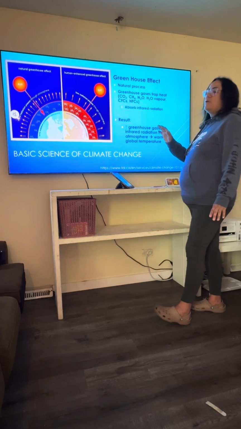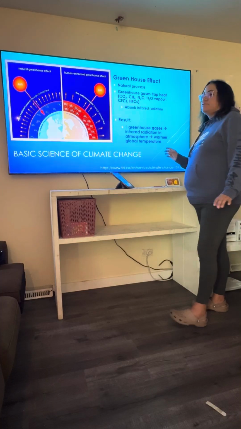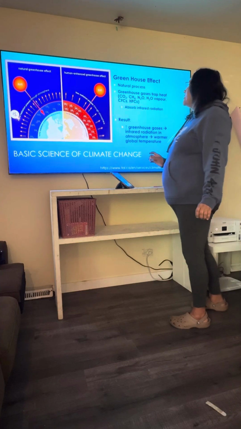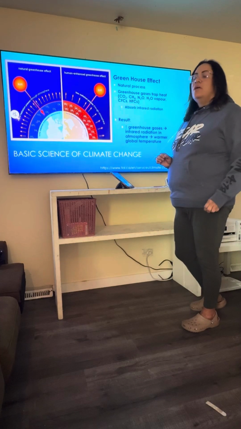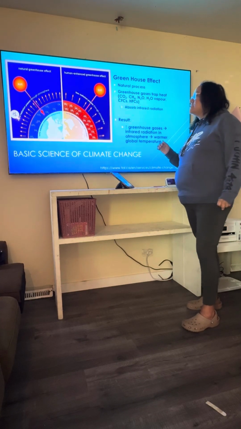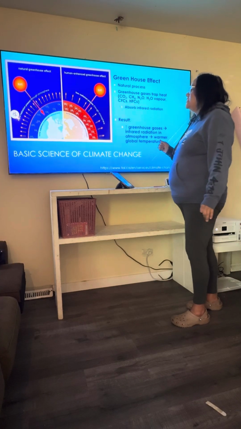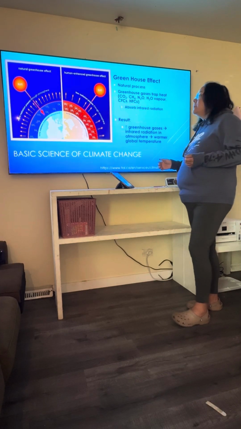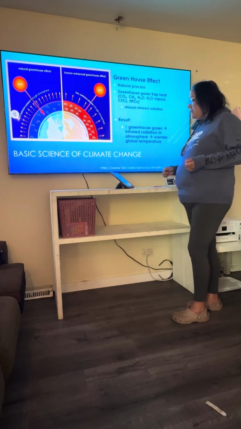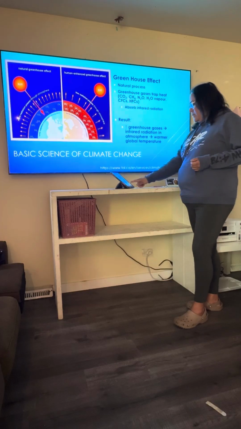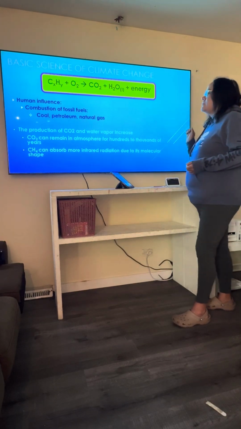So we have a natural process that warms the earth, and it's called the greenhouse effect. And there's greenhouse gases such as carbon dioxide, methane, nitrous oxide, and H2O vapor. And these greenhouse gases, they trap the infrared radiation in the atmosphere, which warms the earth. So as you can see here, this is the human enhanced greenhouse effect that occurs from the influence of combustion of fossil fuels.